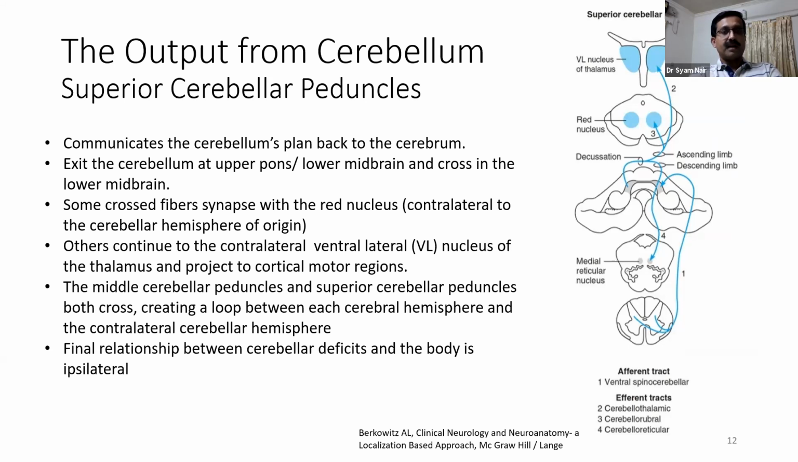The middle cerebellar peduncles and superior cerebellar peduncles both cross. We have seen that the superior cerebellar peduncle crosses to the opposite side, it goes to the opposite thalamus and into the cortex. Similarly, the middle cerebellar peduncle, the information from the cortex again crosses in the pons. So each cerebellar hemisphere is connected to the contralateral cerebral cortex, and therefore, with this double crossing, the final relationship between the cerebellar deficits and the body is always ipsilateral.